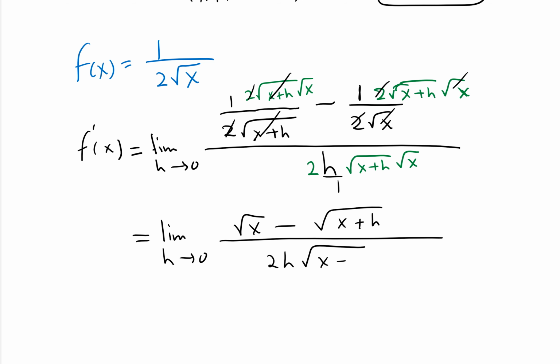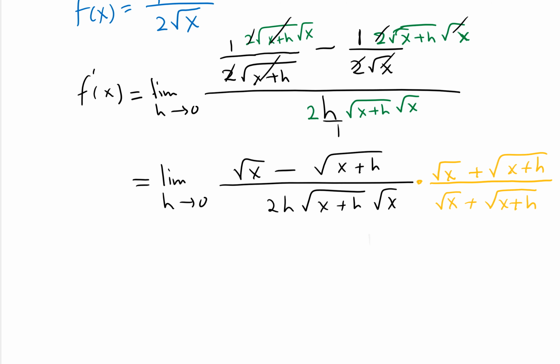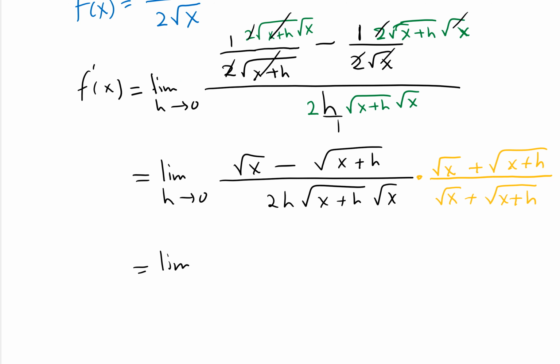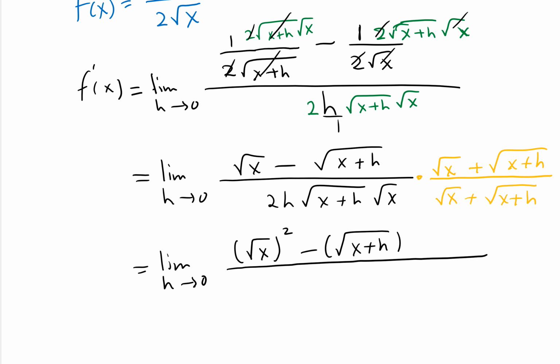If we happen to pass the limit, that will give us 0 over 0. So what do we need to do here? We need to rationalize the numerator. So we multiply by the conjugate of the top one, plus, limit as h goes to 0. On the top you get the square root of the first one squared minus the second one squared. Keep the denominator the same.